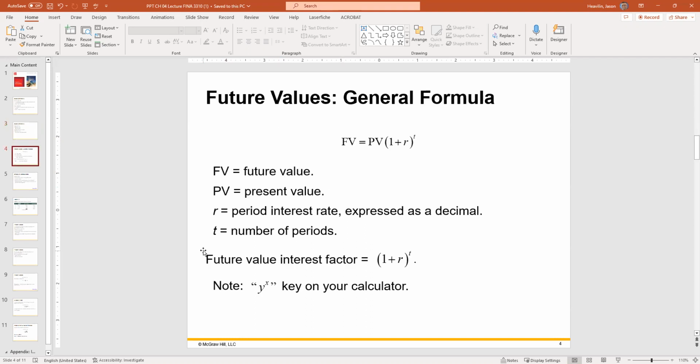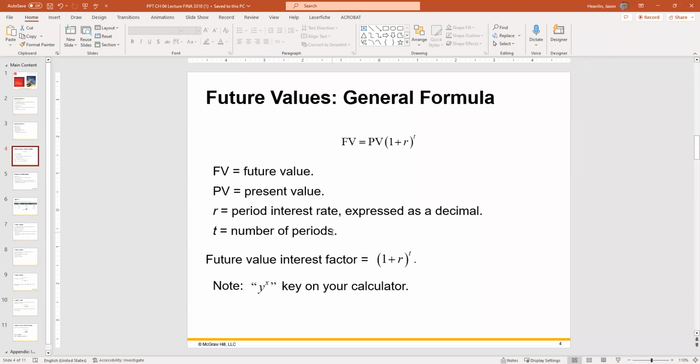Let's start with future values. I like to start with future value also because it's a little more intuitive. I put some money today in an investment. How much would I get in the future? Here are the letters that we typically use: future value, present value, R for the interest rate, and T is the number of periods.